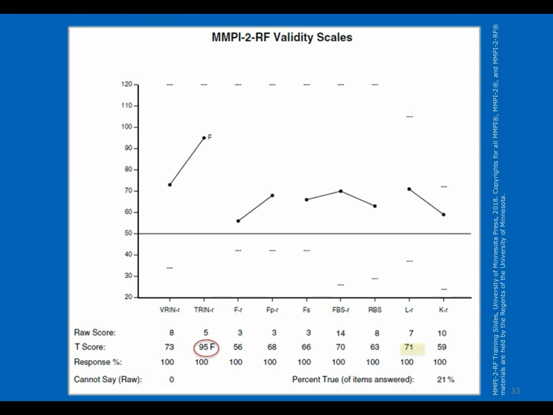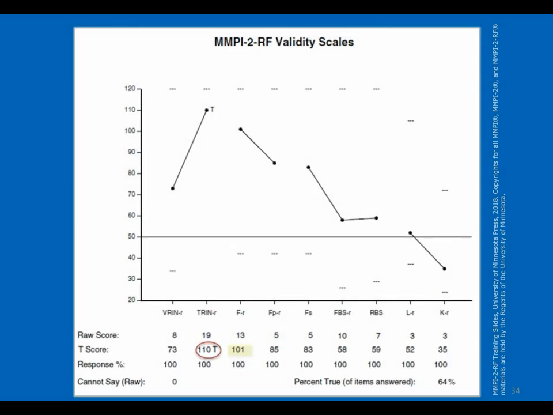That means that we do not interpret the elevated score on L. And again, the reason for this is because scores on L are artificially inflated by responding in this manner, as evidenced by the TRIN scale.